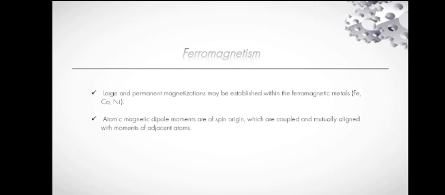Ferromagnetism. Certain metallic materials possess a permanent magnetic moment in the absence of an external field and manifest very large and permanent magnetization. That is the characteristic of ferromagnetism. A large and permanent magnetization may be established within the ferromagnetic metals, which are the elements Fe, Co, and Ni. Atomic magnetic dipole moments are of spin origin, which are coupled and mutually aligned with the moments of adjacent atoms.